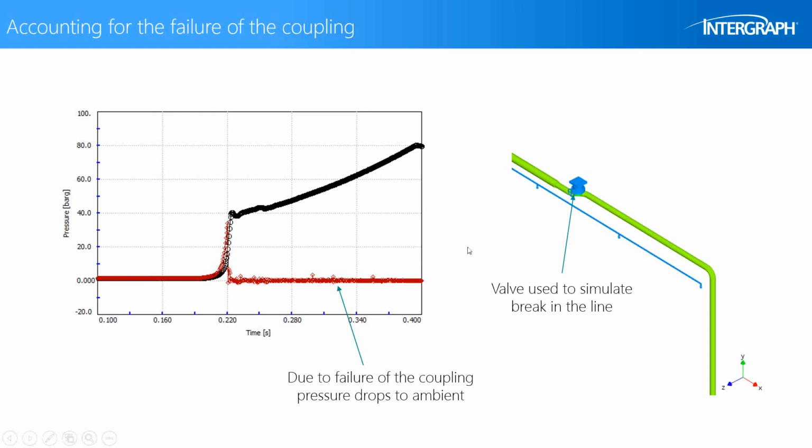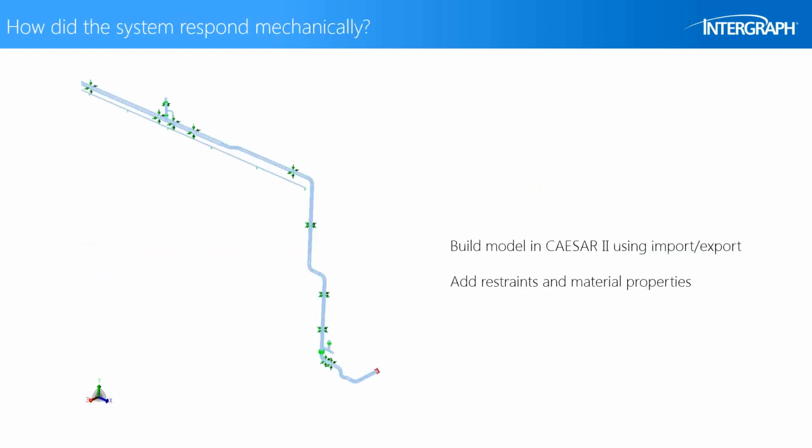Now, why did we want to account for that failure of the coupling? Well, it's important because we wanted to analyze the correct case for coupling with Caesar 2. We wanted to see how the system responded mechanically to the unbalanced forces caused by surge events. Were there going to be stress problems, other couplers that had issues, or large restraint loads?